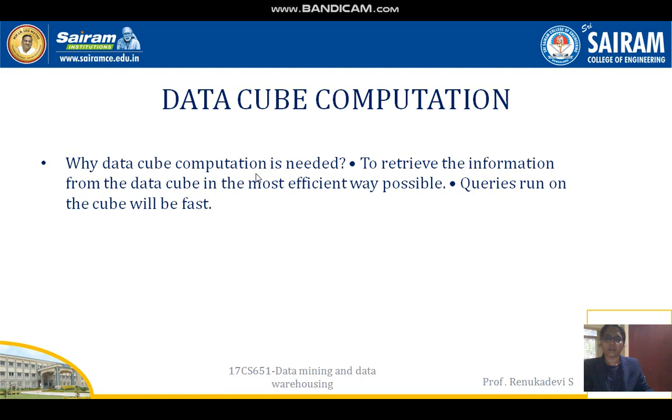Data cube computation: why is it needed? To retrieve the information from the data cube in the most efficient way possible, so that the queries run on the cube will be fast. The size of each group by depends upon the cardinality of the dimension and whether it fits in memory. Sparseness means a large domain size of some group by attributes and a larger number of group by attributes in the data cube query. We can simultaneously compute the aggregates by sharing, partitioning and aggregating the cost between the various group bys. The algorithms here are array cube, partition cube and memory cube.